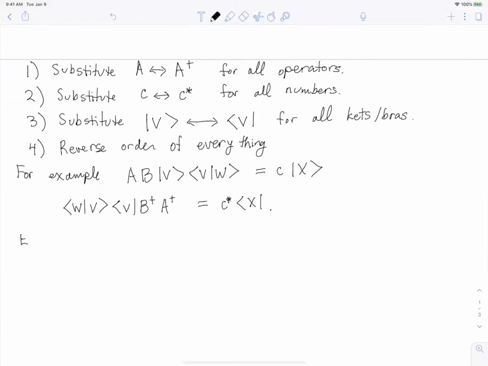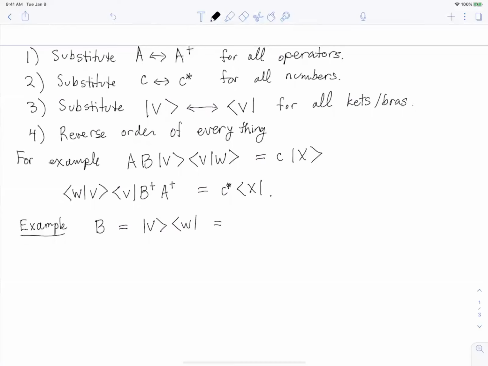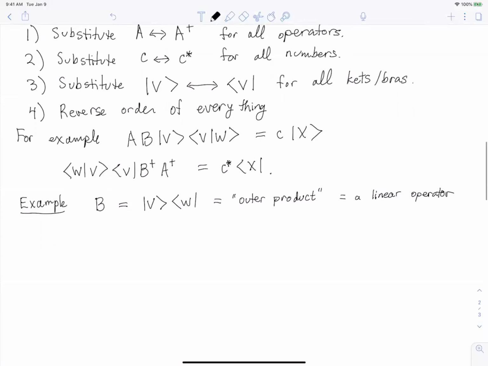Okay, here's another example. Last time we talked about how you can form operators out of bras and kets. Let me, for variety, call it B. So I can make an operator called B equals |V⟩⟨W|. And that's an outer product. That's just the name of what that construction is. The outer product of a ket and a bra makes it an operator. In fact, it's a linear operator. Basically, every operator we're ever going to talk about in this class is a linear operator. We just call them operators for short.